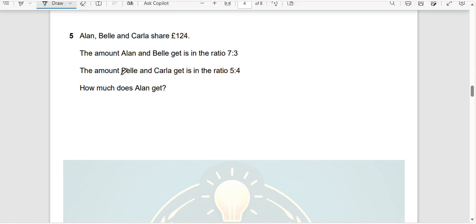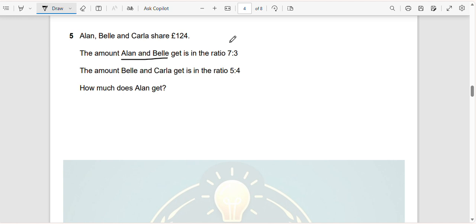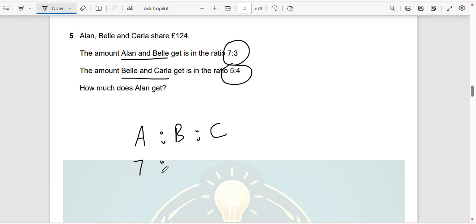Okay, so first of all, we have Alan and Bala, they get 7:3. We have Bala and Carla, they get 5:4. So I'm going to use symbols for that: A for Alan, B for Bala, and C for Carla. Alan and Bala have 7:3, so I'm going to write 7:3 here. Bala and Carla have 5:4, so I'm going to write 5 and Carla with 4.